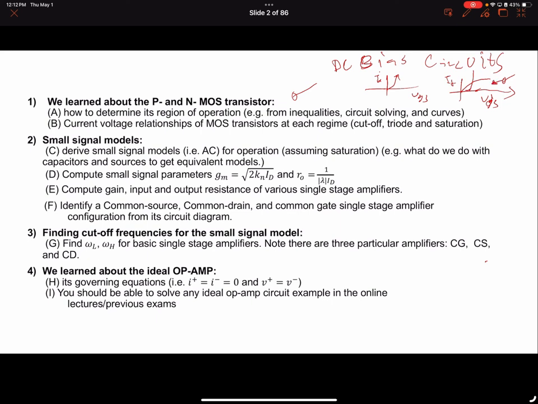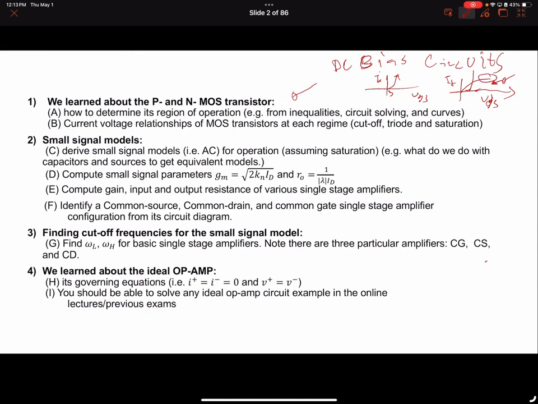This plot here. Is it N or P type? 3. So you just have to remember that for N-type, as you increase VDS, the currents increase. And so this is an N-type transistor.